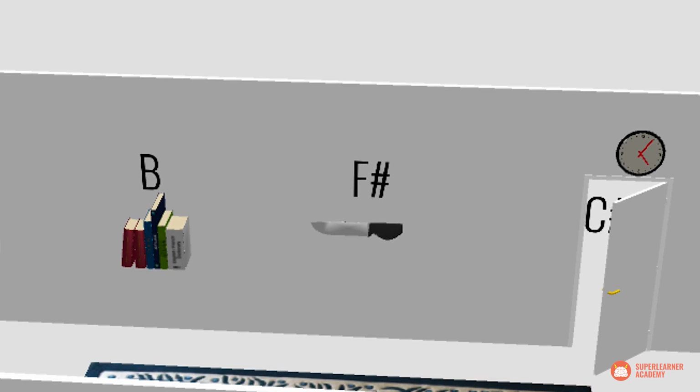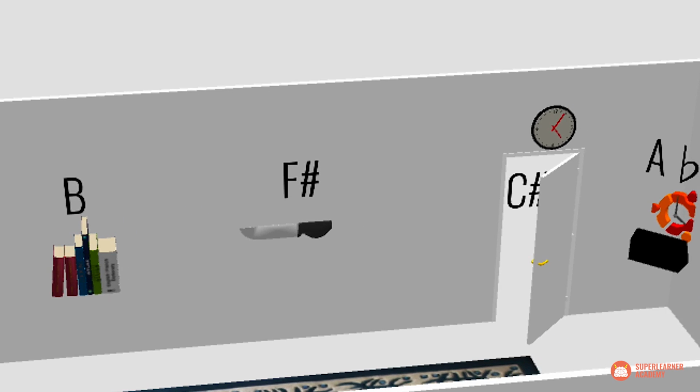What happens when we have F sharp? We already had F, so we want to vary it up. So I use a knife that is effing sharp. You guys can see any kind of association will work here.